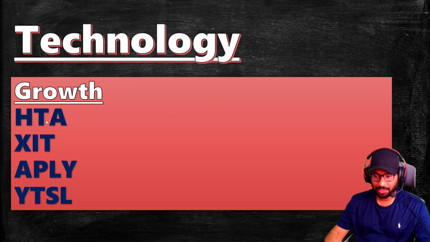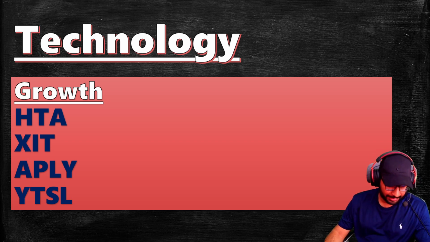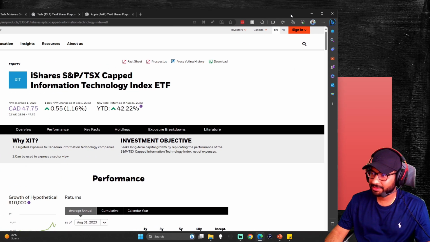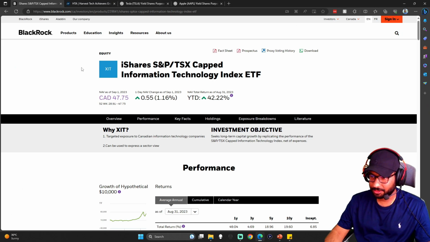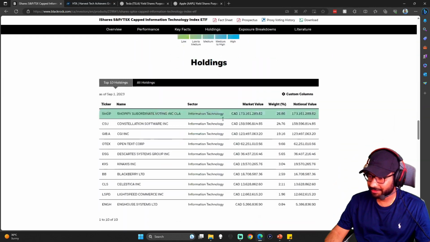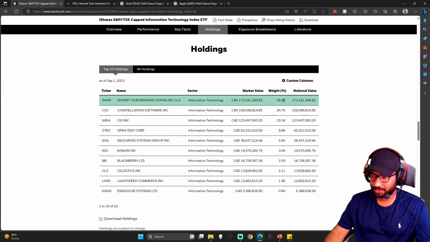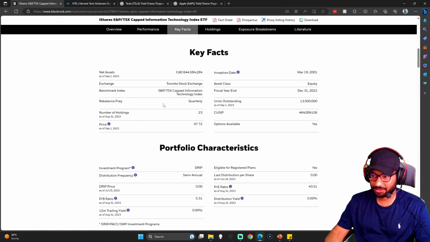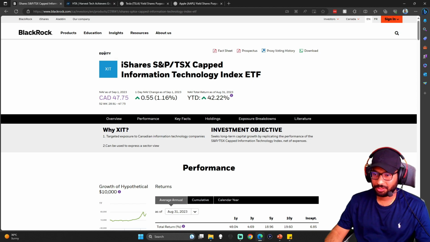These are the four ETFs that are my favorite when it comes to technology. The HTA, the global tech companies, XIT, the Canadian tech companies, and this is the Apple shares, and this is the Tesla one. So these are the four. Let me show you in a little bit of detail. If I show you the XIT, the first one is from iShares, BlackRock. If I show you the holdings, you're going to be really surprised. The top holding is Shopify, almost 26%, and the second is Constellation Software, about 25%. These two are really great technology companies in Canada. And one fun fact, this ETF is a very strong competitor to the Nasdaq 100. So I really love it.